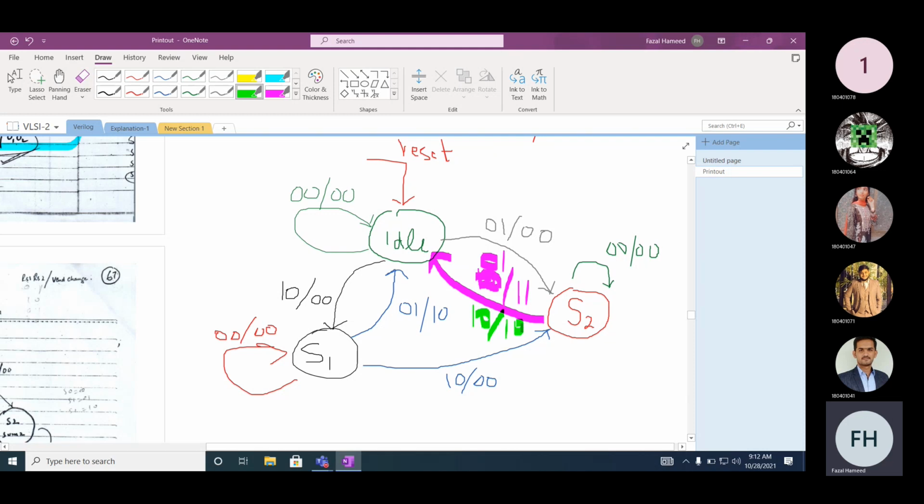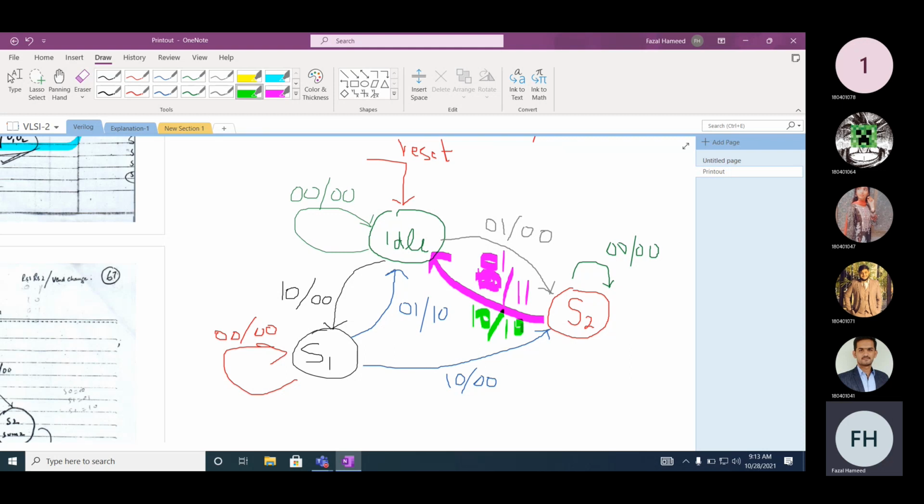So now we have derived this state diagram from the user specification. This is the second step. Now what is the third step? State minimization.